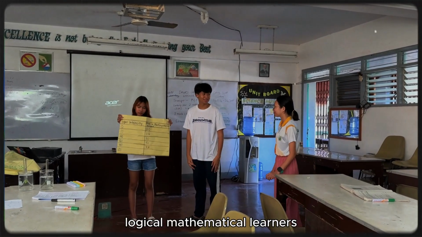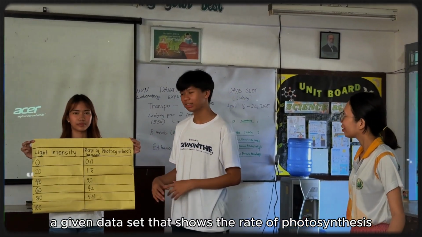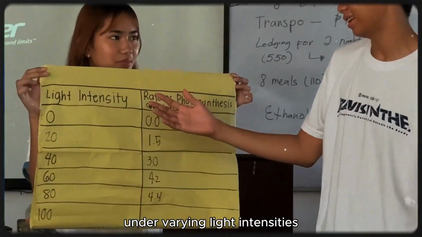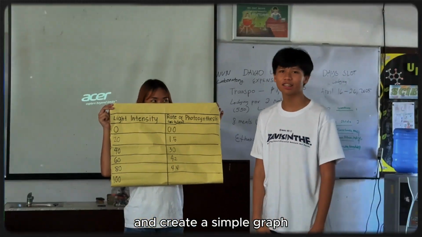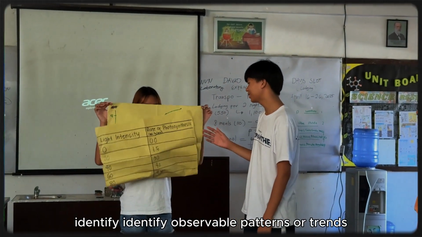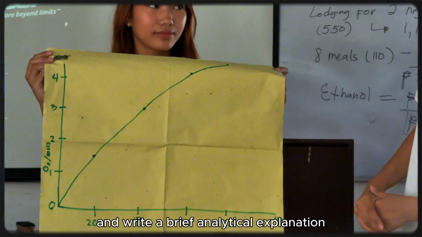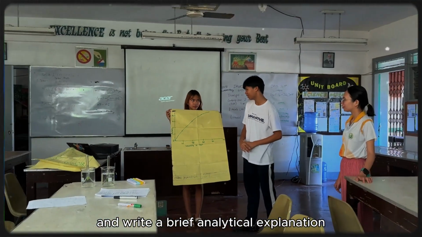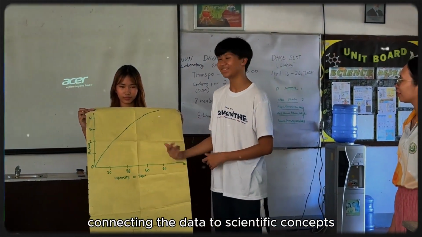Logical mathematical learners interpret a given data set that shows the rate of photosynthesis under varying light intensities and create a simple graph, identify observable patterns or trends, and write a brief analytical explanation connecting the data to scientific concepts.